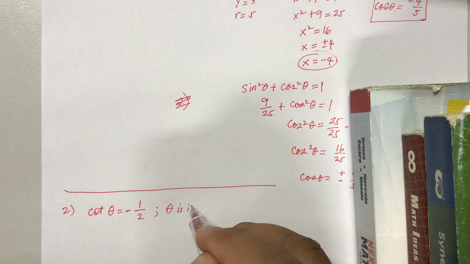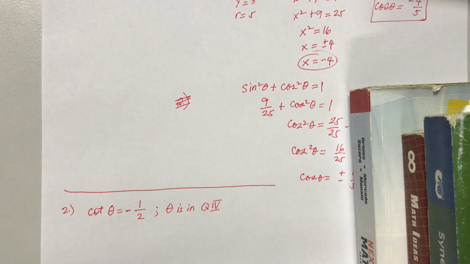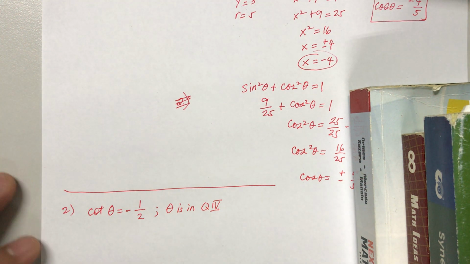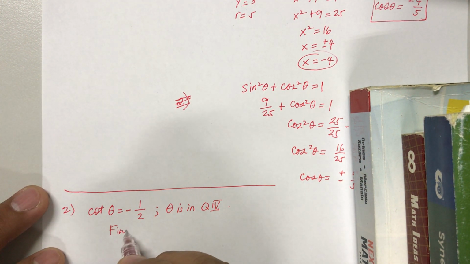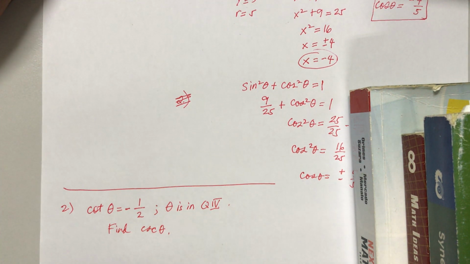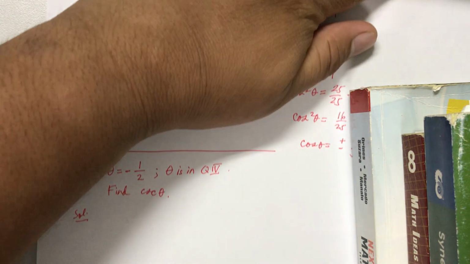Theta is in quadrant 4. Okay. Cotangent theta is negative 1/2, while theta is in quadrant 4. Your objective is to find cosecant theta. Find cosecant theta. Okay. How do we do that? Solution.